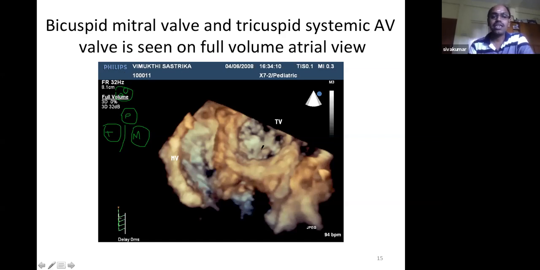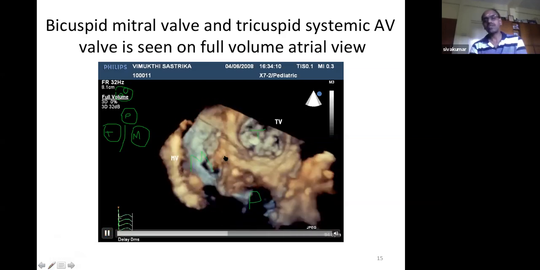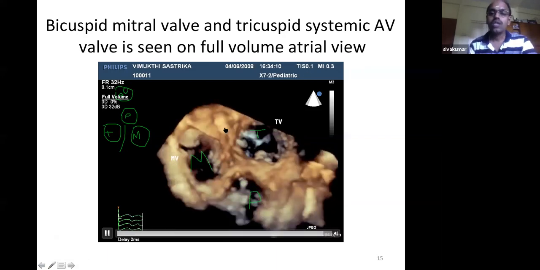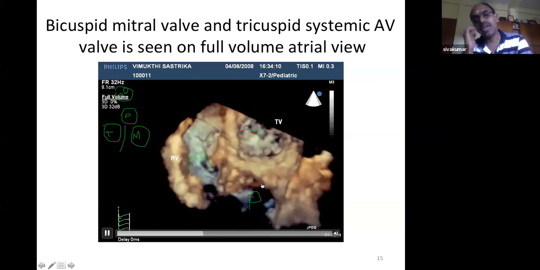But here, it has actually been inverted. So this is the tricuspid valve, and this is the mitral valve, and this is the pulmonary outflow tract. That means basically we have not given the Z-plane rotation. We have not given the Z-plane rotation here. So this is actually called an anatomically inappropriate display.